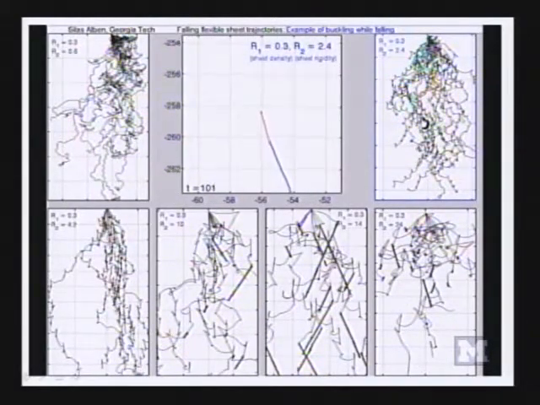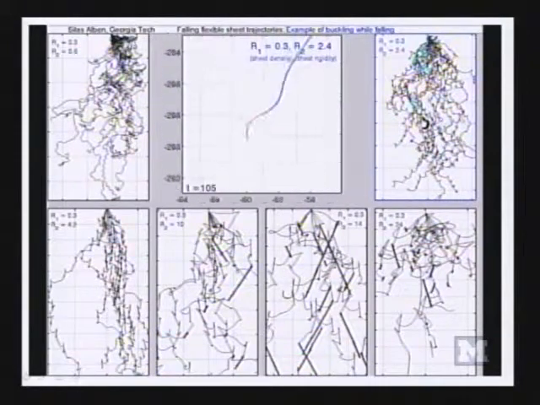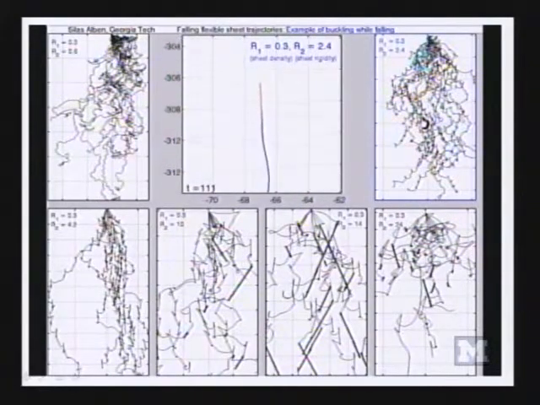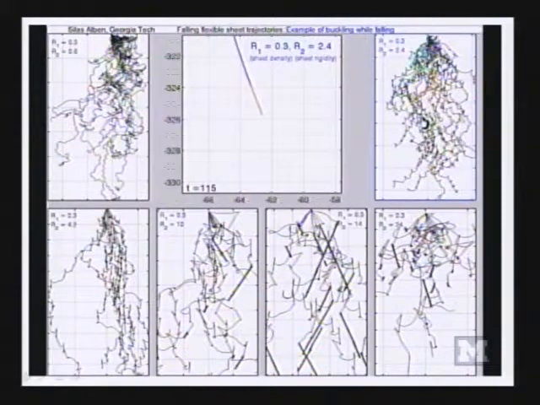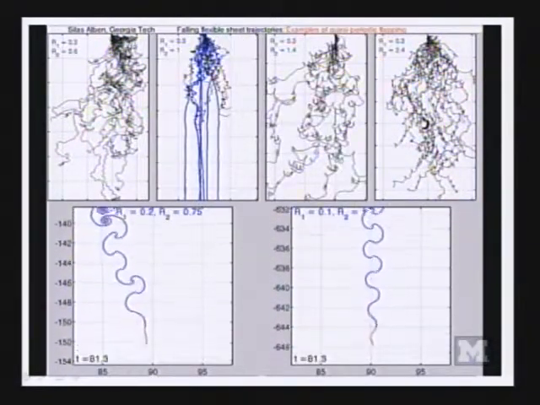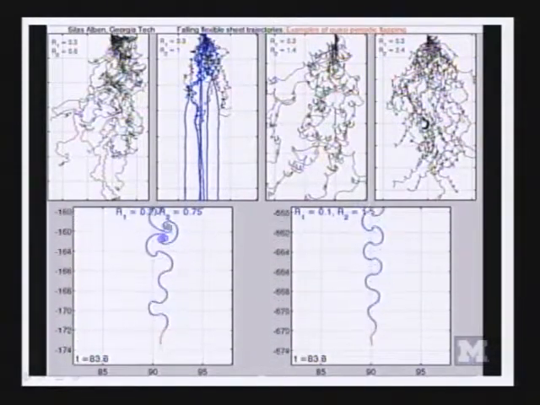OK, so there are some common aspects to how these flexible sheets move through fluids. And this is one of them. It basically speeds up, becomes unstable, and then it does this oscillation. But there is still a certain amount of apparent randomness to its motion in terms of the direction that it moves in. OK, so now I'm showing sheets that do a flapping behavior.